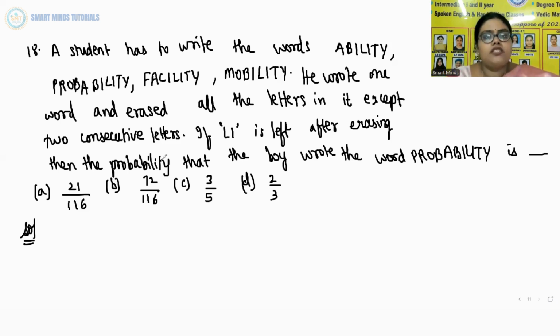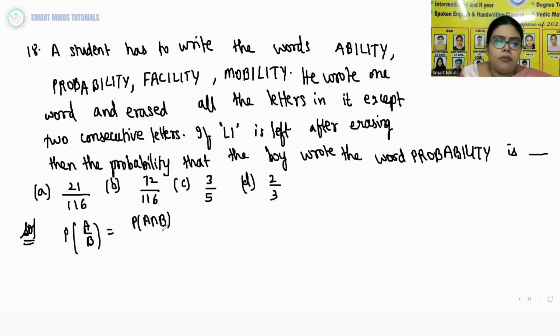Now, take this question. A student has to write the words ability, probability, facility, mobility. He wrote one word and he erased all the letters in it except two consecutive letters. Consecutive letters means the two letters which are coming in order. So if Li is left after erasing, then the probability that the boy wrote the word probability is dash. So here we use conditional probability. What is the definition of conditional probability? P of A by B is P of A intersection B by P of B.